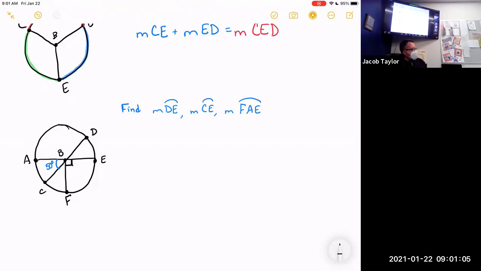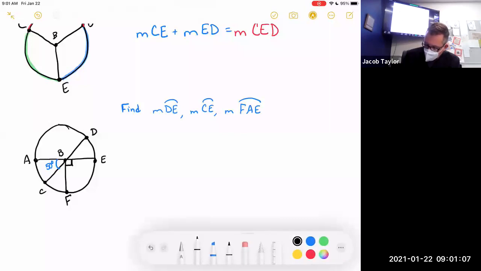Now, the measure of an arc and the measure of its central angle are the same.